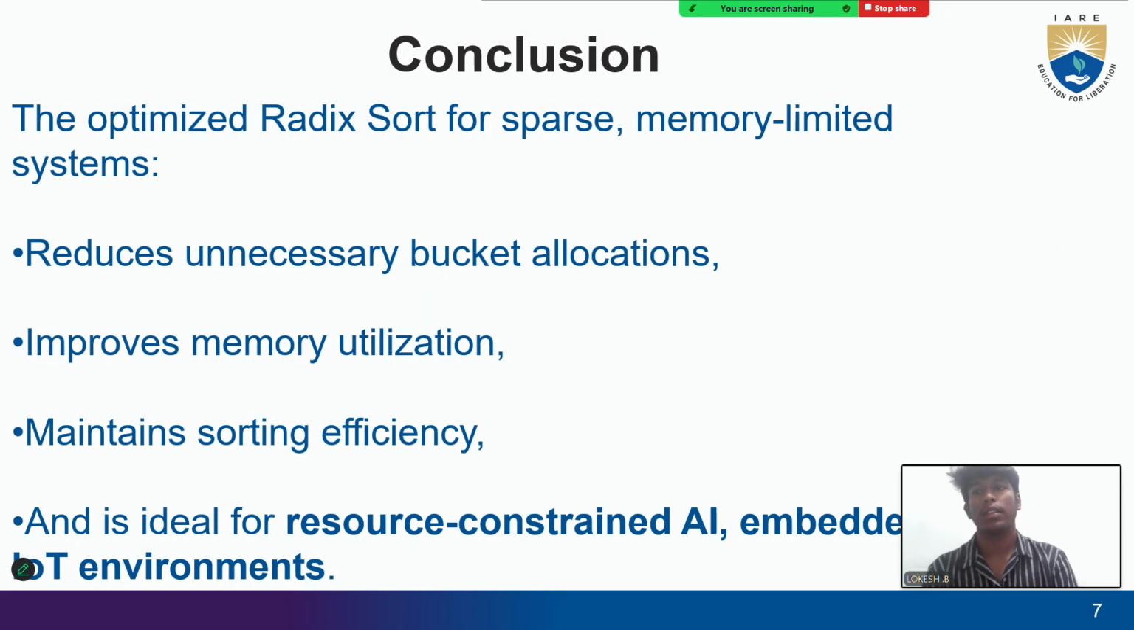So this is the conclusion for this optimized radix sort for sparse data. It is for memory limited systems.